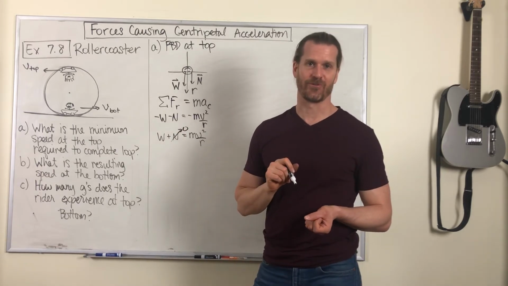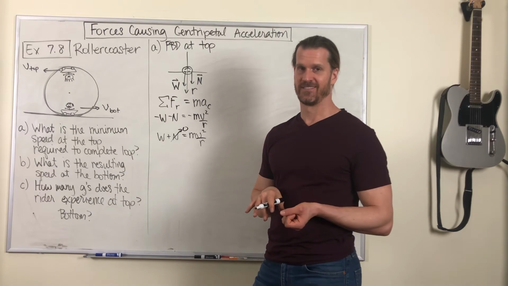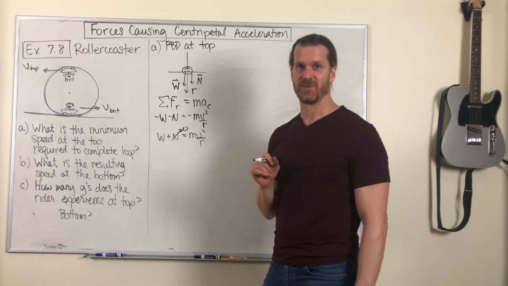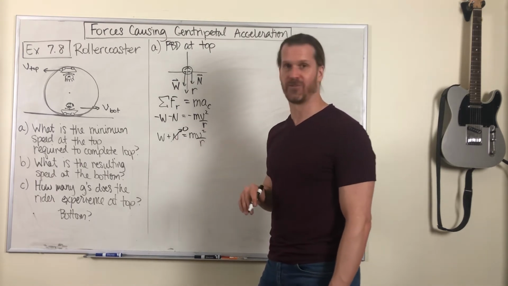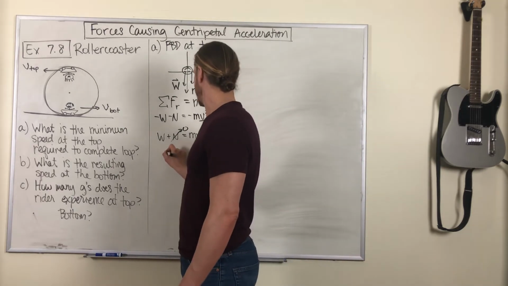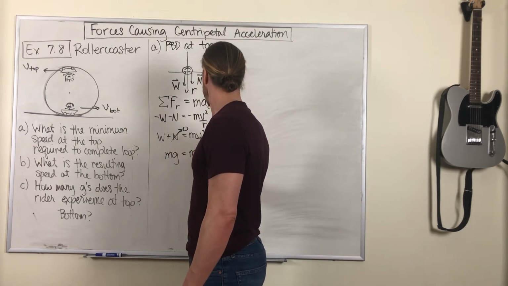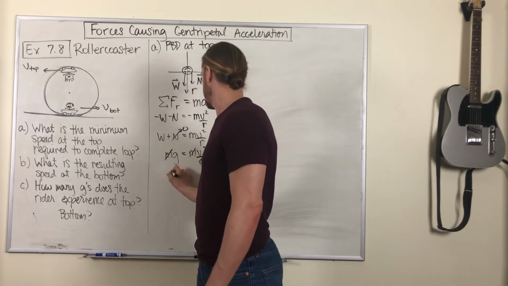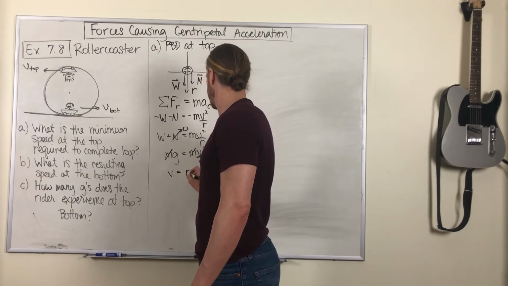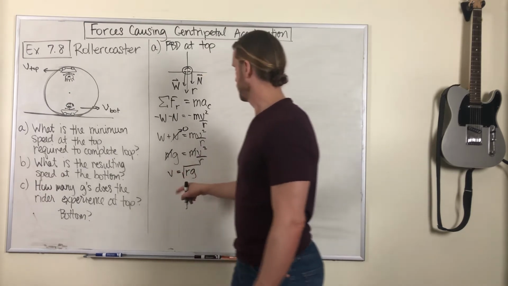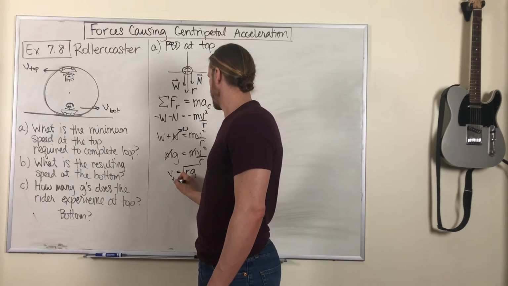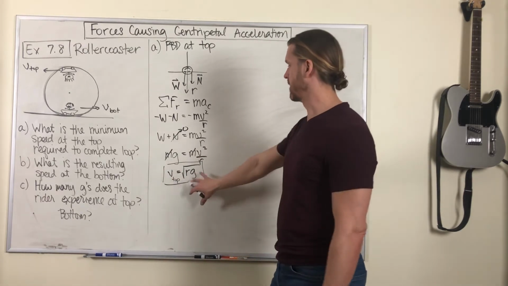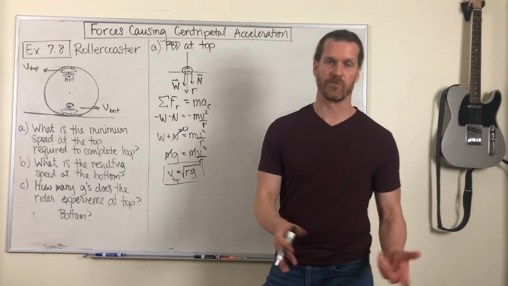If you were designing a roller coaster, you would want to make sure that N is a little bit bigger. It's not exactly 0, so you can have some wiggle room to make sure that people don't fall off the roller coaster. But this is the absolute minimum required. So that means mg equals mv squared over r. Those m's cancel, and we get v equals the square root of rg. So that's the minimum speed required at the top to make it around. And that criterion, again, was that the normal force goes to 0.